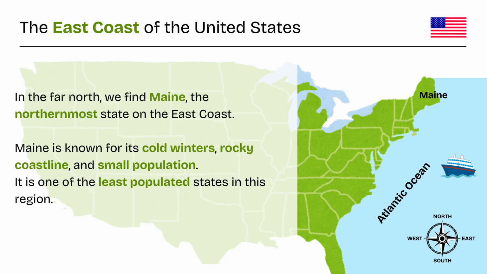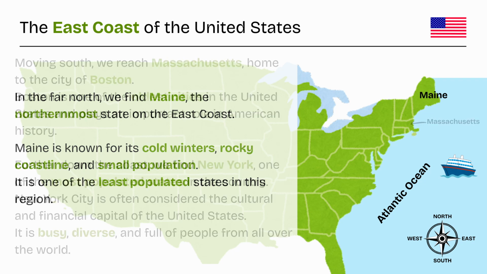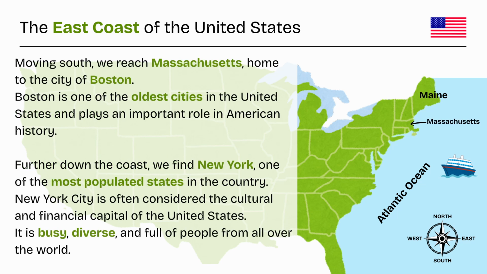In the far north, we find Maine, the northernmost state on the East Coast. Maine is known for its cold winters, rocky coastline, and small population. It is one of the least populated states in this region. Moving south, we reach Massachusetts, home to the city of Boston. Boston is one of the oldest cities in the United States and plays an important role in American history.